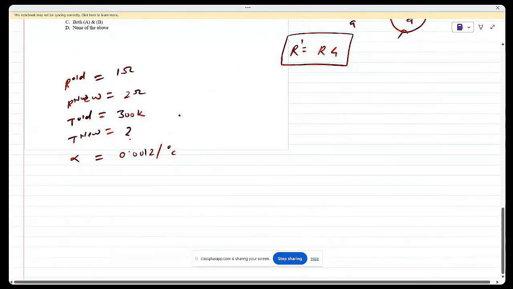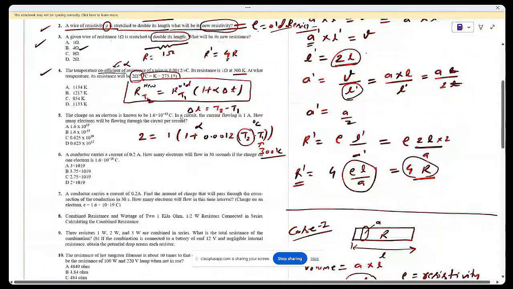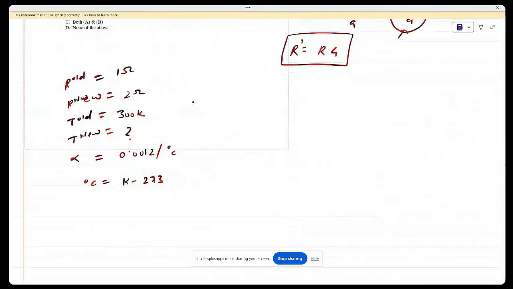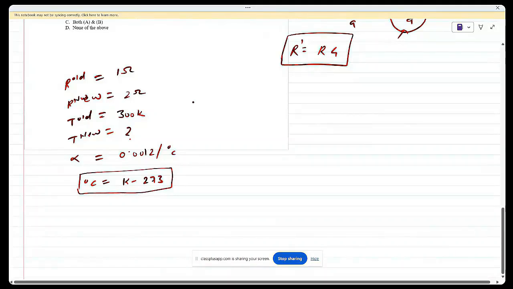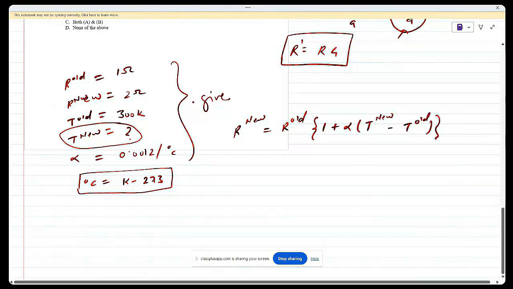So you just put R new is equal to 2 ohm, and this is unknown. And one relation is there: degree centigrade is equal to Kelvin minus 273. This is the relation you also need to remember. Okay. So this is the formula, and these quantities are given except this. This you need to find out. Now what formula are you going to use? R new is equal to R old into 1 plus alpha into T new minus T old. This is the formula. Now put the values.